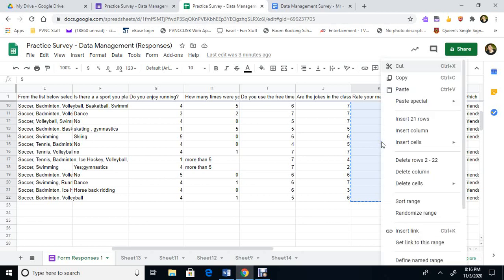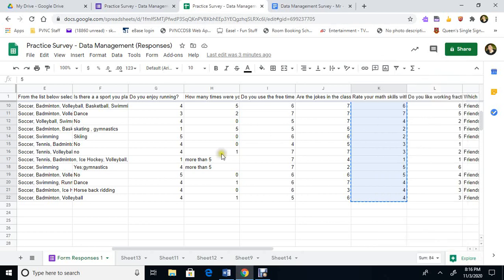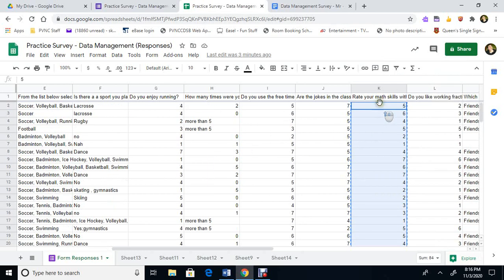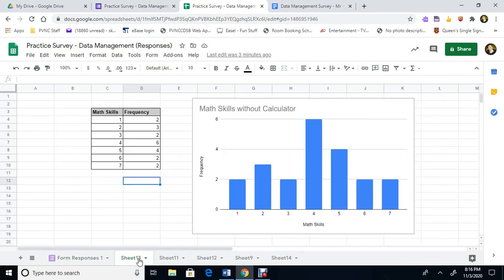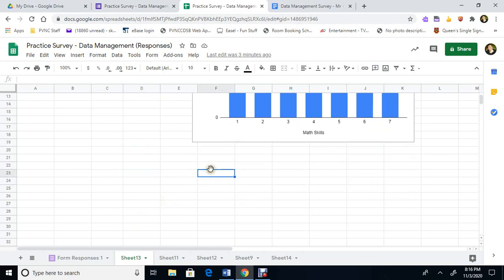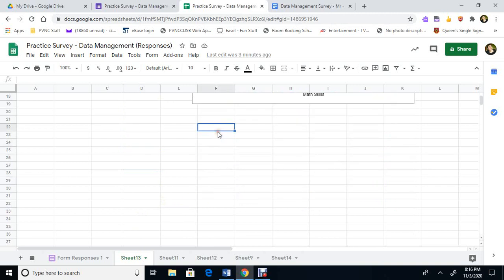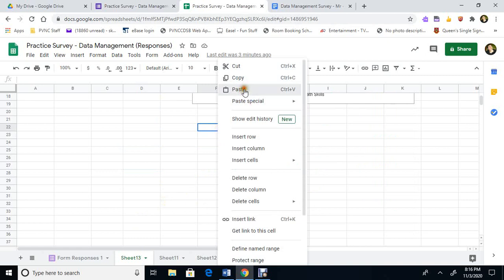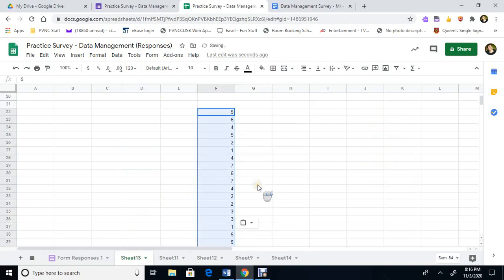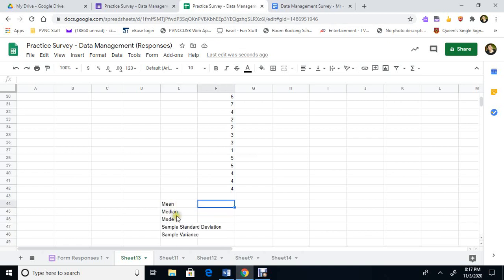And we're going to right click and copy it, because I don't want to look at everything else. I just want rate your math skills. Highlight them all and copy it. And underneath here, we're just going to paste it anywhere underneath. It doesn't matter where. I'll paste it down here. Now I'm going to type what we're looking for: mean, median, mode, sample standard deviation, variance. I'll make it a little bit bigger so it can all fit.